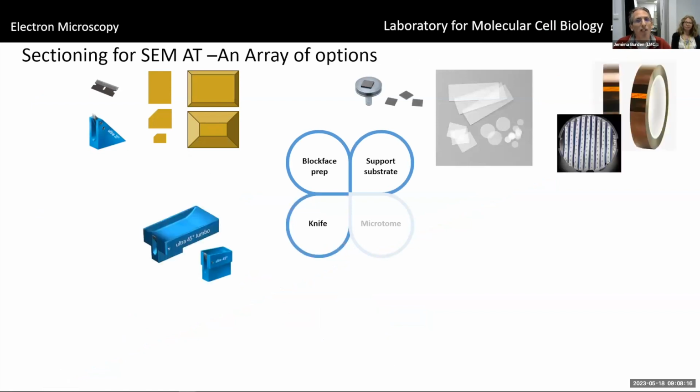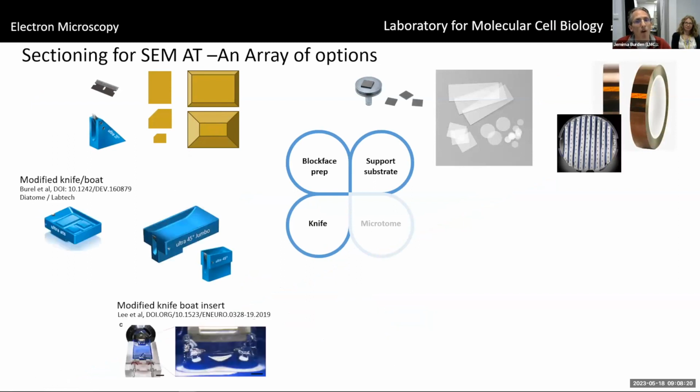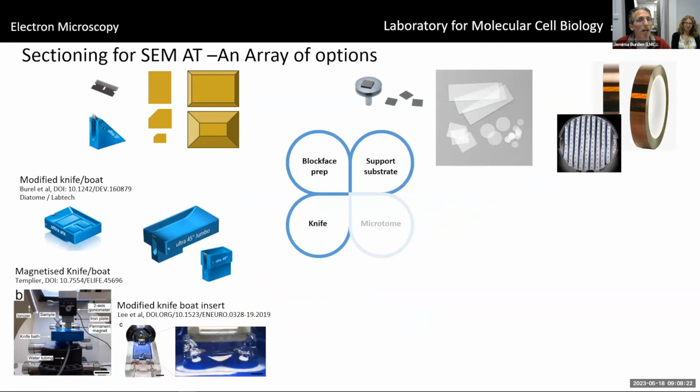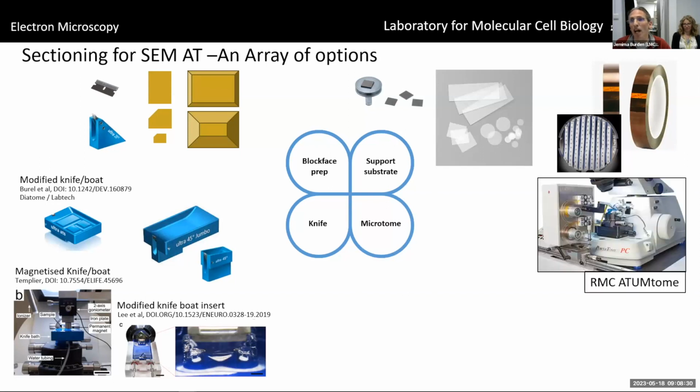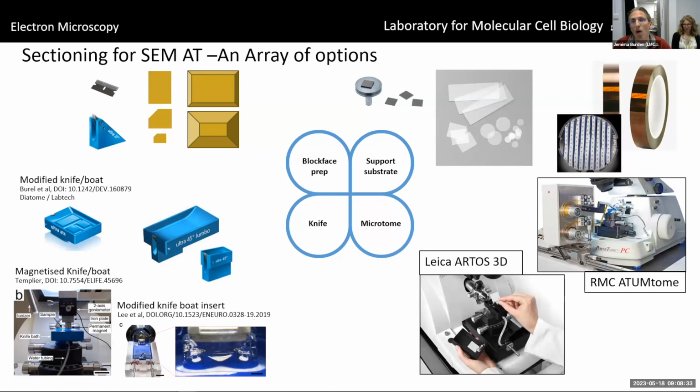What kind of knife are you going to use? A fairly standard one or a jumbo knife, or a modified knife boat insert, or maybe the magnetized knife boat for use with magnetic resin. And finally, depending on how you're collecting, what kind of microtome you're going to use. With tape, are you going to have an RMC ATUMtome, or the Leica Artos 3D to help you out, or just go with your standard microtome?